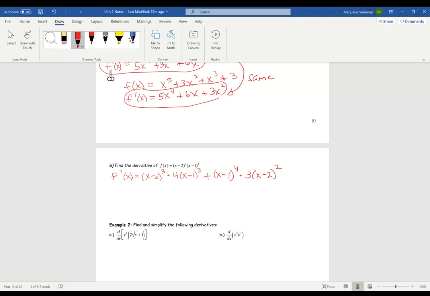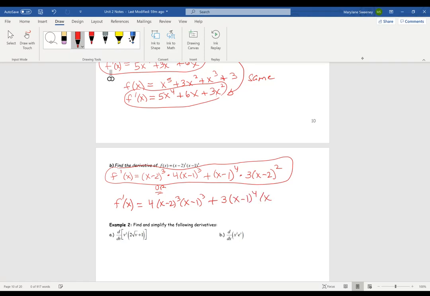Okay. And sometimes what people will do, or I mean, you could leave this certainly, but sometimes people will bring the coefficients out in front. So the 4, they would move to the front of the first term, and then the second term, they would move the 3. So either way is fine.